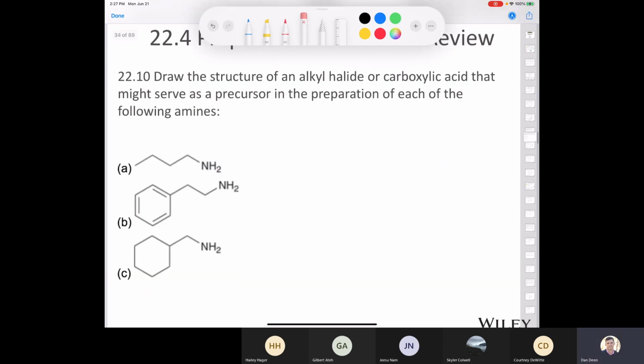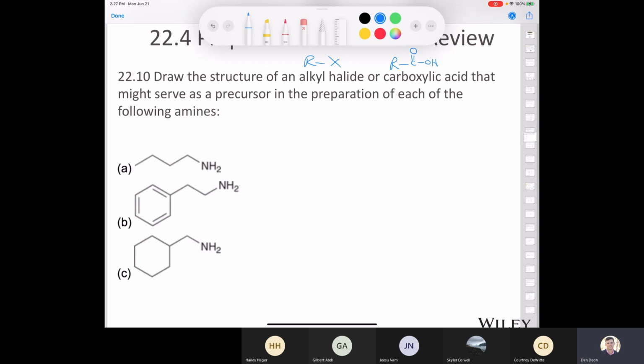So with all this in mind, why don't we try a problem where we kind of are forced to revisit some old chemistry. It says draw the structure of an alkyl halide or a carboxylic acid that might serve as a precursor in the preparation of each of the following amines.